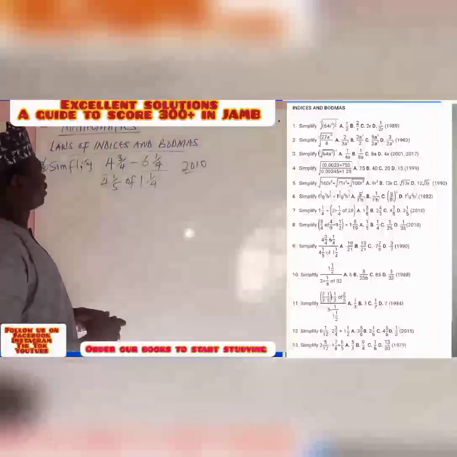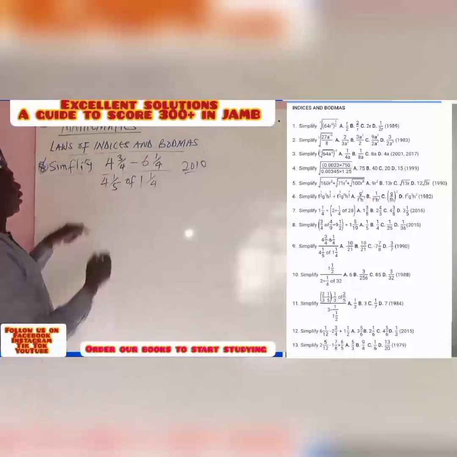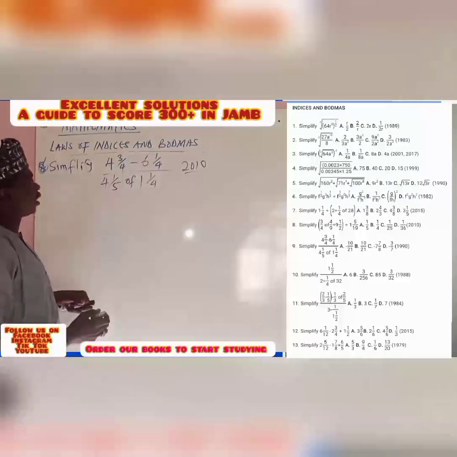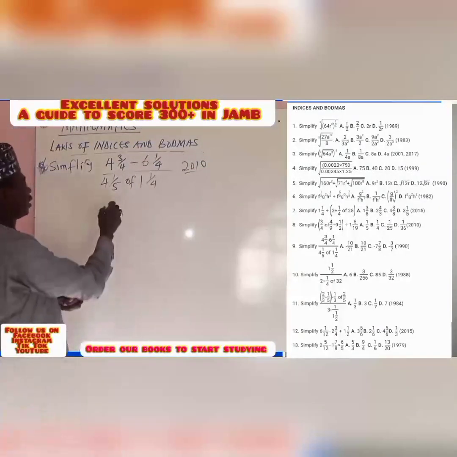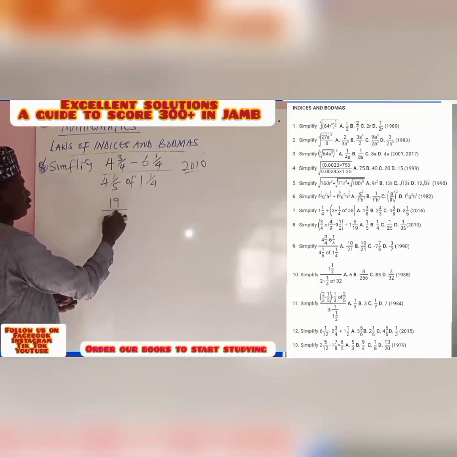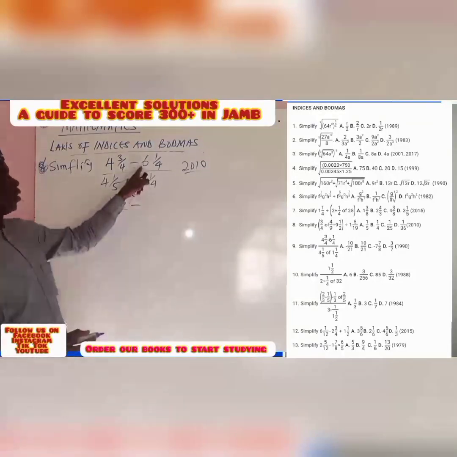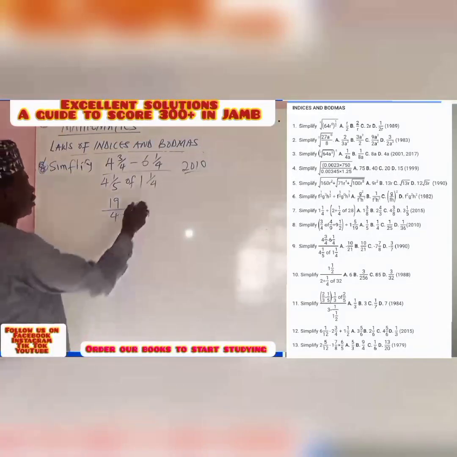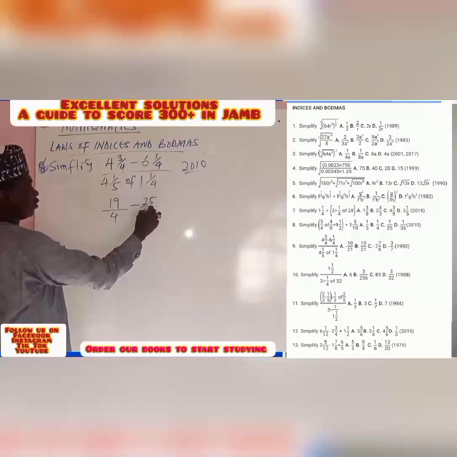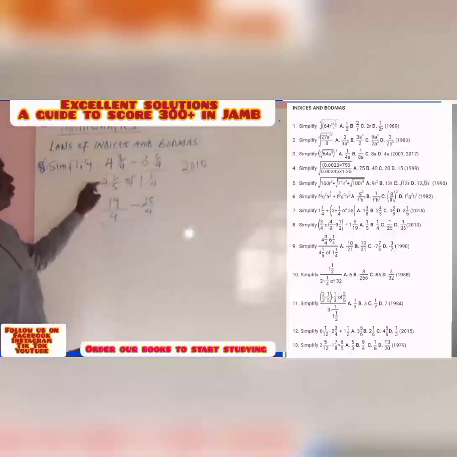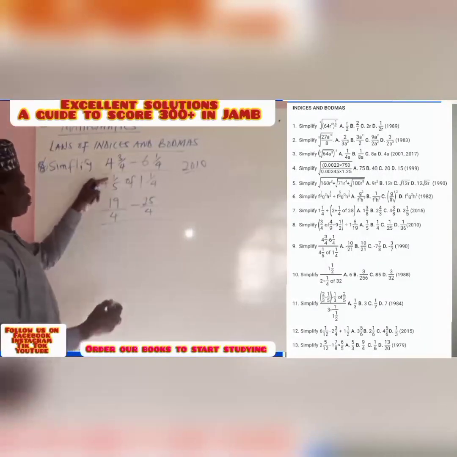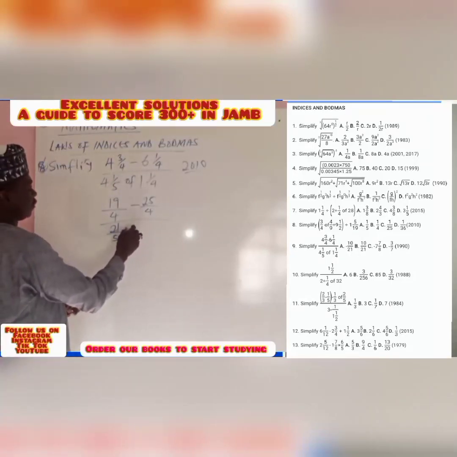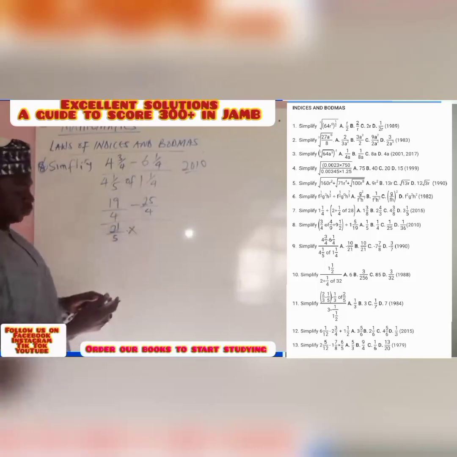So the first thing that we need to treat is to make this into proper fractions, and now we have 4 times 4 is 16, 16 plus 3 is 19. So we now have 19/4 minus 6 times 4 is 24 plus 1, we have 25/4, all upon 4 times 5 is 20 plus 1, 21/5. Then the "of" now becomes multiplication.